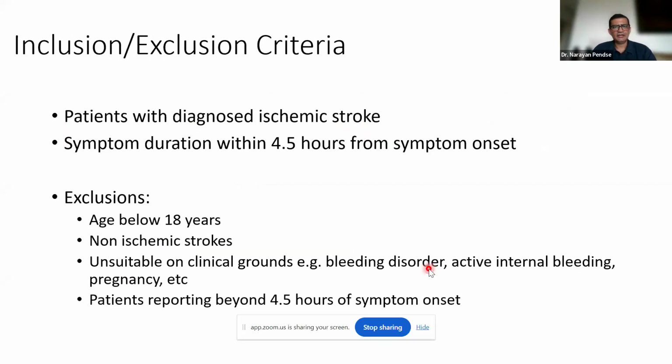Inclusion exclusion criteria. One important thing to note here is that neurological stroke can be treated, or should be treated, with intravenous clot lysis within 4.5 hours from the onset of the symptoms. So anybody reporting beyond 4.5 hours automatically should be excluded. There are also certain contraindications for use of this medicine. Patients who have bleeding disorders or active internal bleeding or pregnancy, etc., are excluded. Similarly, non-ischemic, that is hemorrhagic, strokes are also excluded, and these guidelines are for adult patients only.